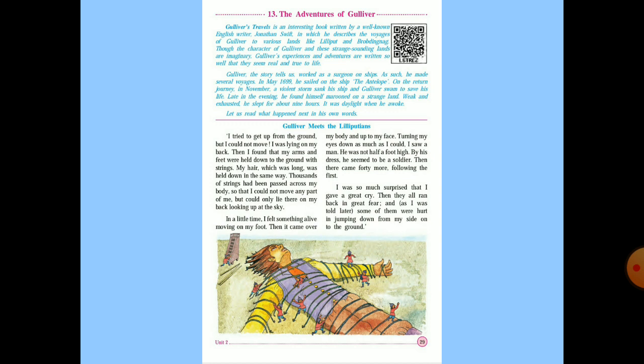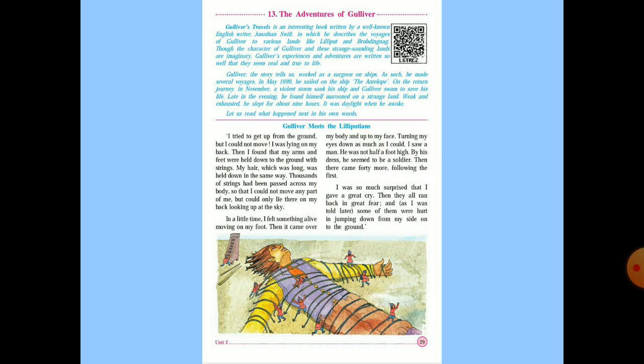Now let us see the story. Gulliver meets the Lilliputians. Lilliputians means the people who live in the land Lilliput, which is not real. I tried to get up from the ground, but I could not move. I was lying on my back. Then I found that my arms and feet were held down to the ground with strings. My hair, which was long, was held down in the same way. Thousands of strings had been passed across my body so that I could not move any part of me, but could only lie there on my back looking up at the sky.